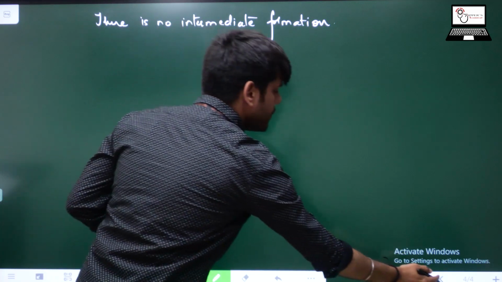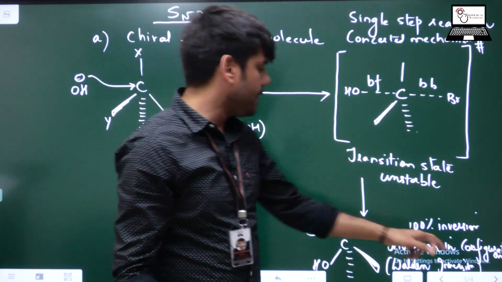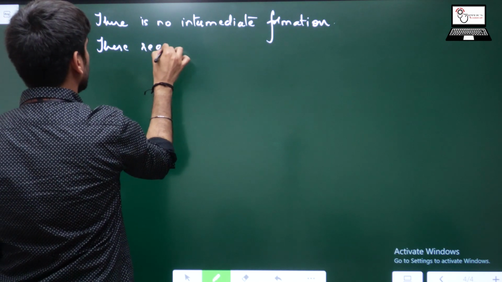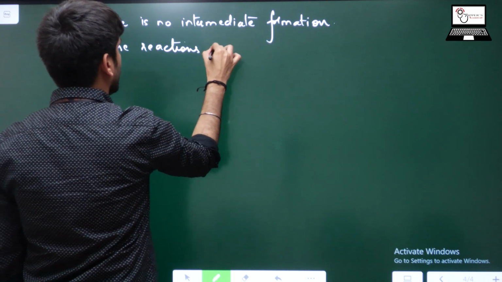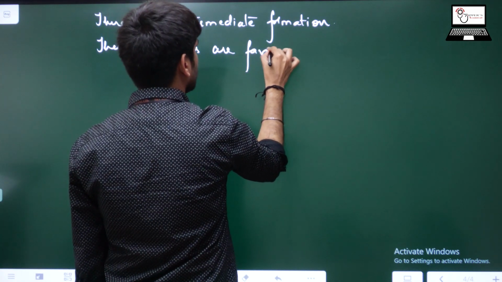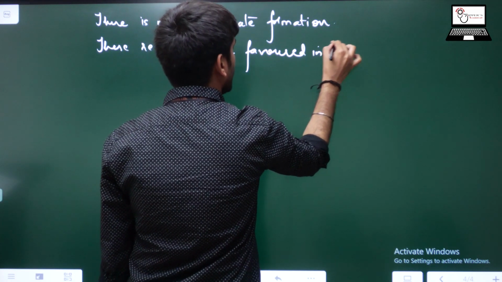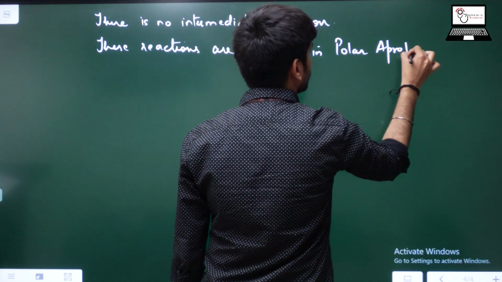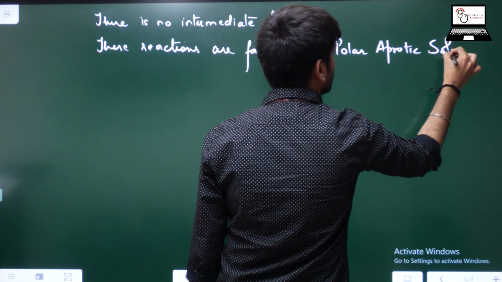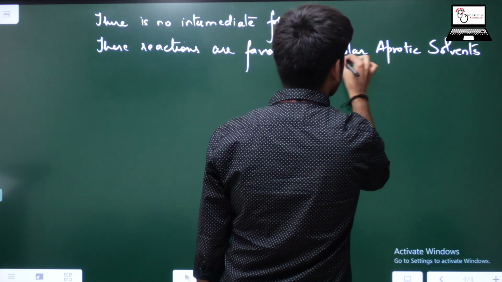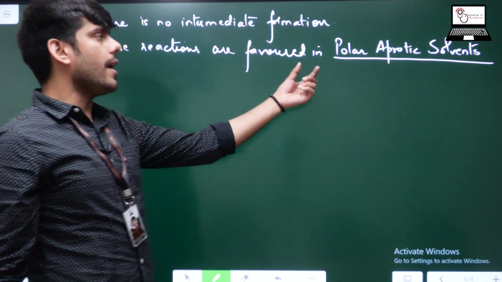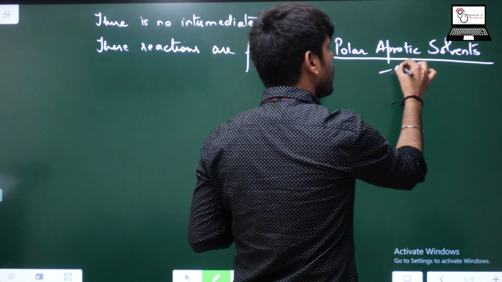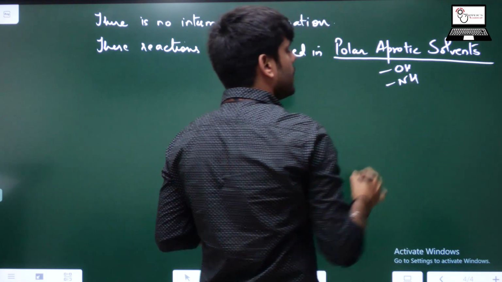And these reactions usually are favored in polar aprotic solvents. What do we mean by polar aprotic solvents? That the solvents are polar, but they do not have, say, OH and NH, right?